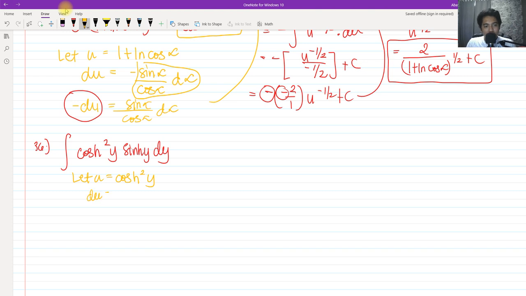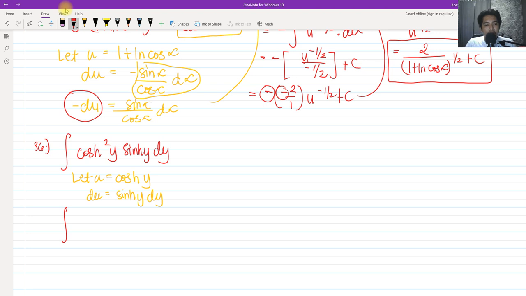Then our du is hyperbolic sine y dy. Take note that the derivative, of course, is not squared. We will not be including the squared. So we have hyperbolic cosine of y, and the derivative of that is hyperbolic sine. So there will be no negative, unlike the trigonometric derivative, because the derivative of cosine is negative sine. But in hyperbolic, if we recall, the derivative of hyperbolic cosine is simply positive hyperbolic sine also.